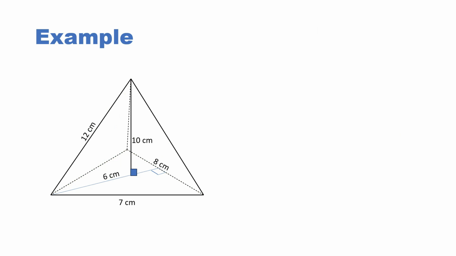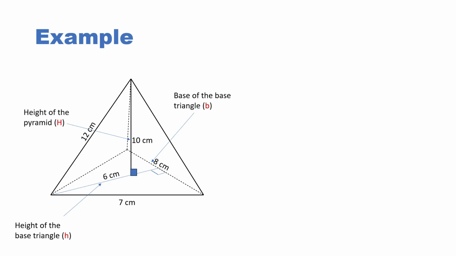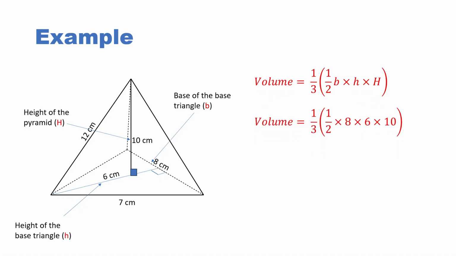We are given this triangular-based pyramid with many values. So let us start by identifying the values that we must use. So this is the height of the base triangle with small letter h, and this is the base of the base triangle with a small letter b, and lastly this is the height of the pyramid with capital letter H. So, we can now use our formula for the volume of a triangular-based pyramid. If we substitute the values, we get 1/3 in brackets, half times 8 times 6 times 10. If we do this calculation, we will get 80 cubic centimeters.